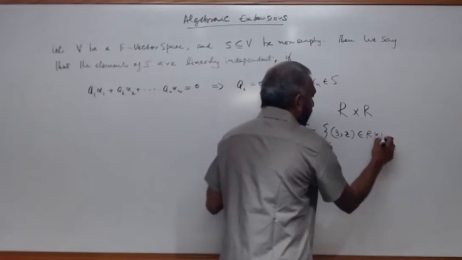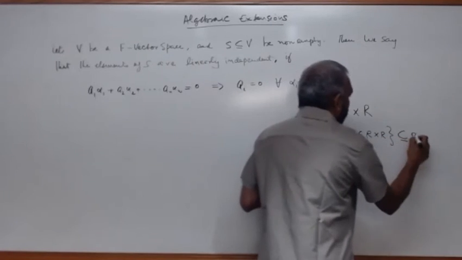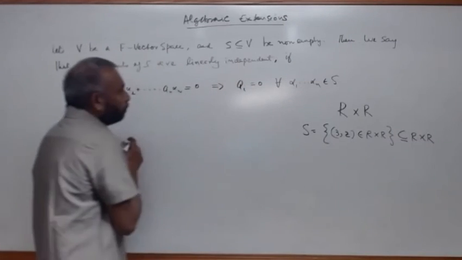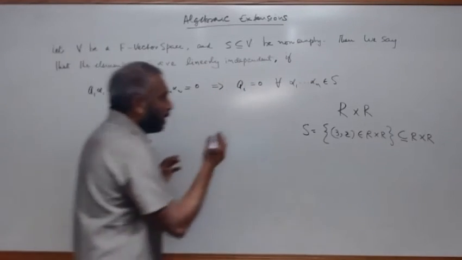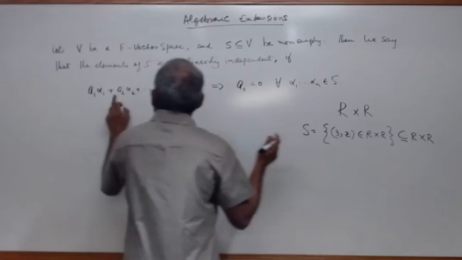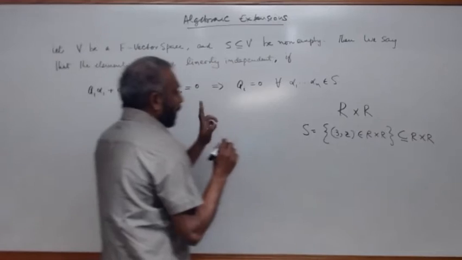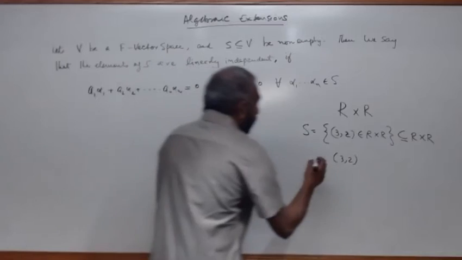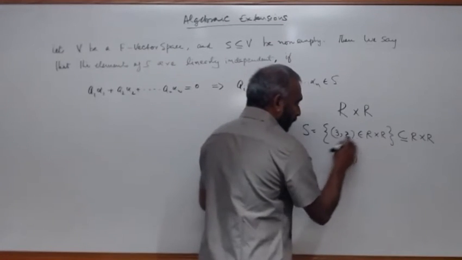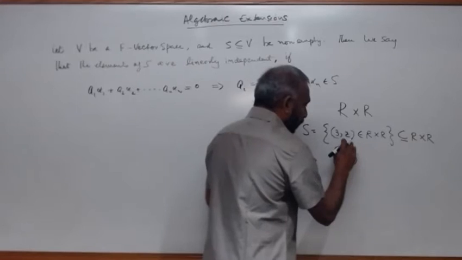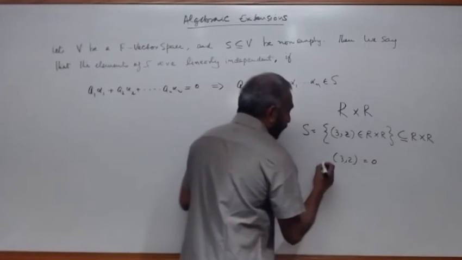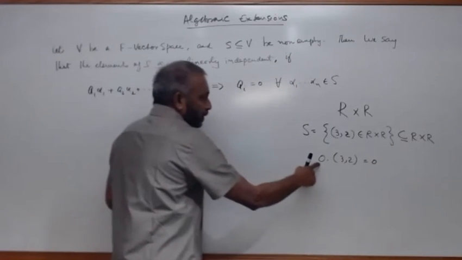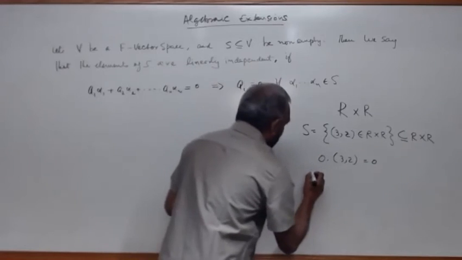That belongs to definitely R cross R, so it's a subset of this. So this is a linearly independent set because there's only one element here, and there is no alpha 1, alpha 2 and so on, just one element alpha 1, that is this, and you are adding and subtracting. There is nothing to add and subtract here, there's only one element. So if you want this to become 0, then you have to multiply 0 times this. So A1 is 0.